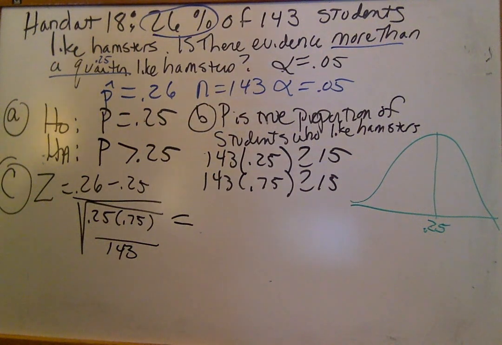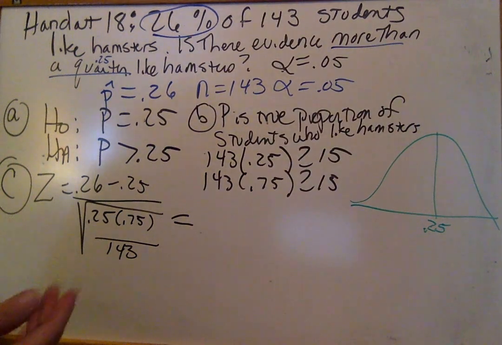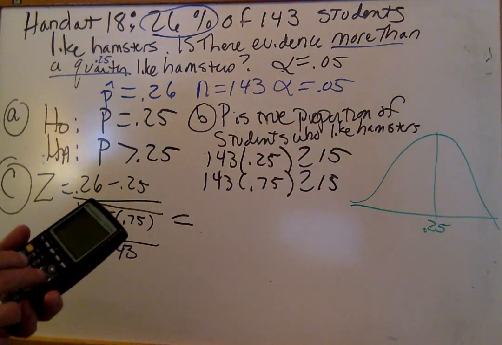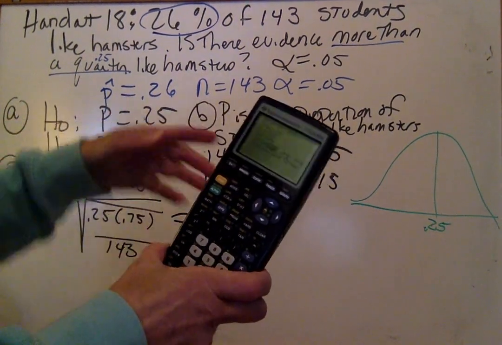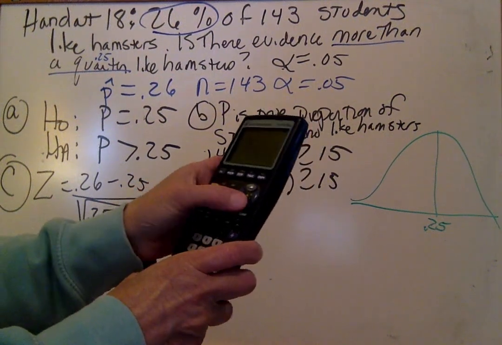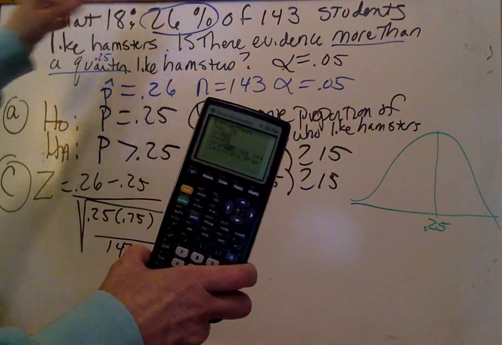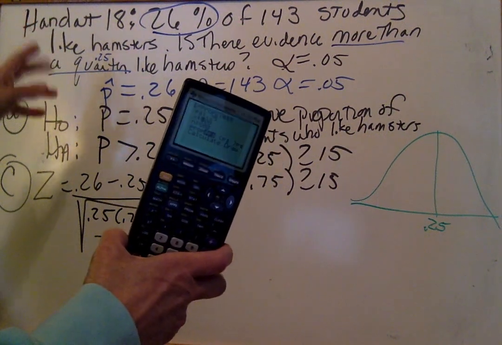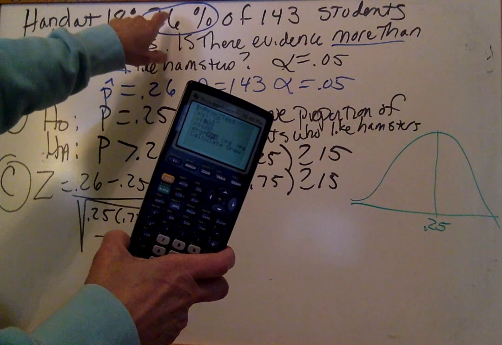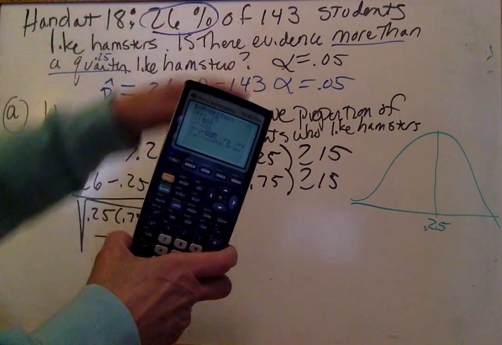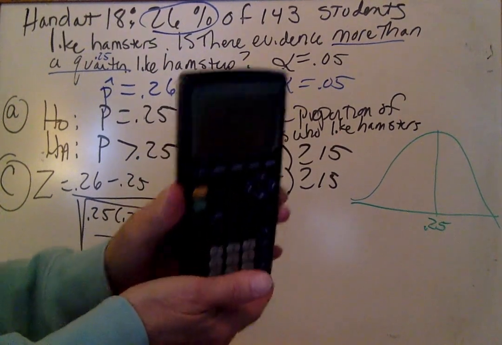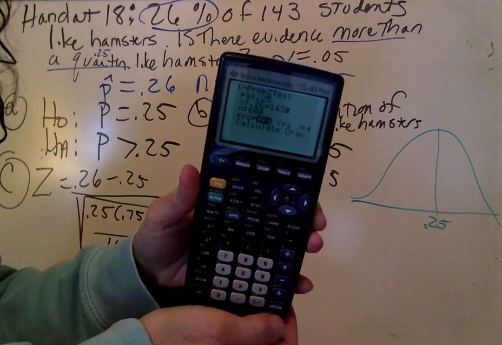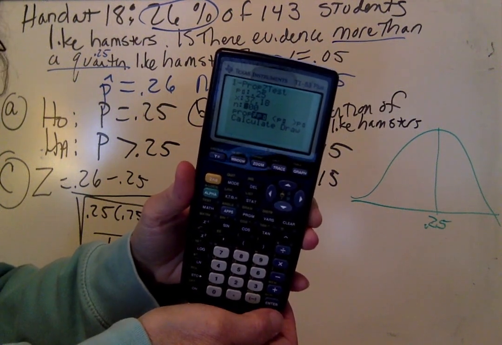Now, this is one that I know some of you struggled with on test 3 material and probably even on the test. Go run your one prop z test. Now, P naught is 0.25. But remember, this problem didn't give us x. We have to calculate x. We have to calculate what is 26% of 143. So I'm going to type in 0.26 times 143. Okay, I'm going to hit enter, and it is a decimal.